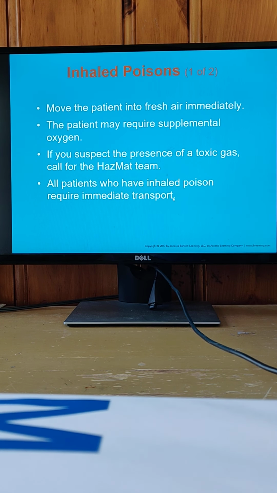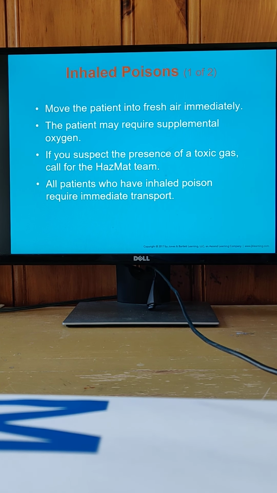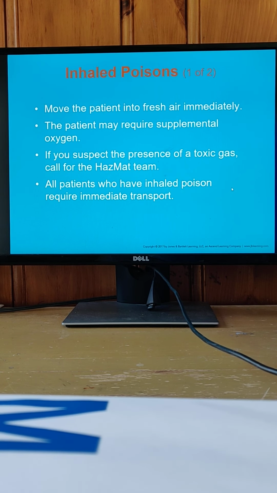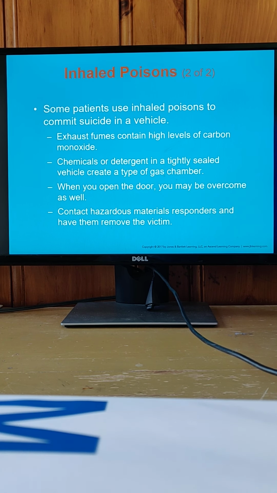When you have an inhaled poison, there's a very good chance that the poison can do damage to the upper and lower airway, and to the lungs, and to your body's ability to perfuse that oxygen and diffuse that oxygen. So there's a very, very strong possibility you're going to have a respiratory emergency on your hands. Some patients use inhaled poisons to commit suicide in a vehicle.